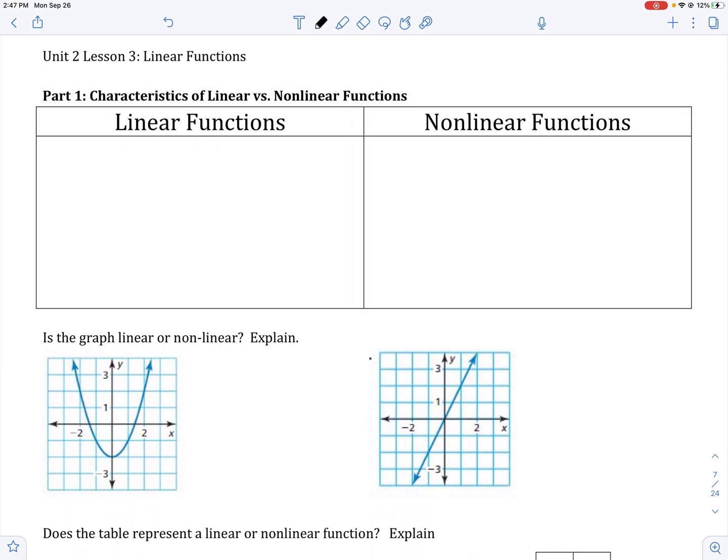So we have linear and nonlinear functions. We want to write down a few things in here. So you want to write small more than likely. Linear functions have graphs that are straight lines, and other things to be aware of. X and Y values change at a constant rate.